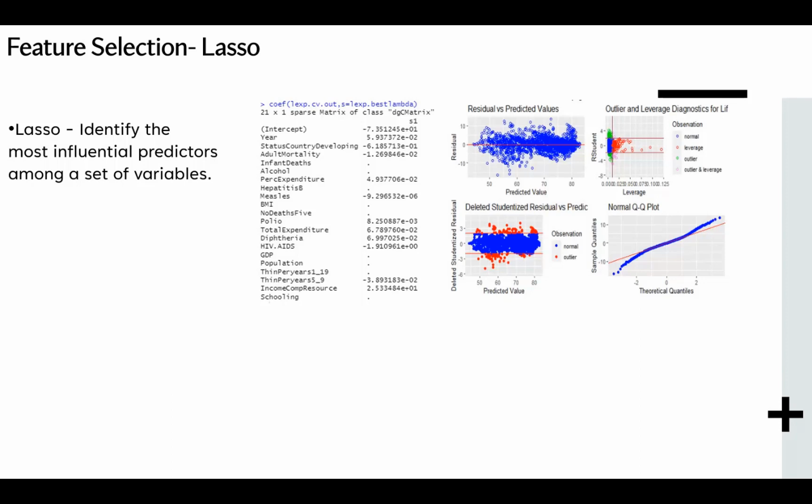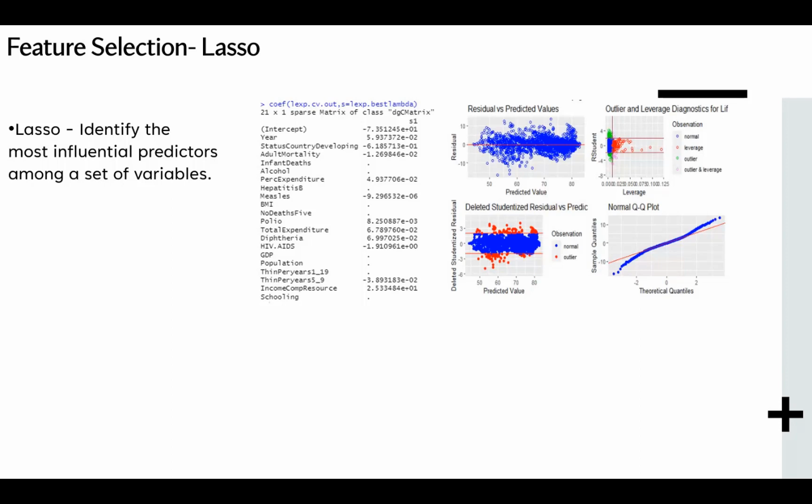Secondly, it employs regularization, which helps prevent overfitting, ensuring that our model generalizes well to new and unseen data. To assess the effectiveness of the lasso model, we use the root mean square error, or RMSE, as our performance metric. This allows us to gauge how well our model predictions align with the actual values.